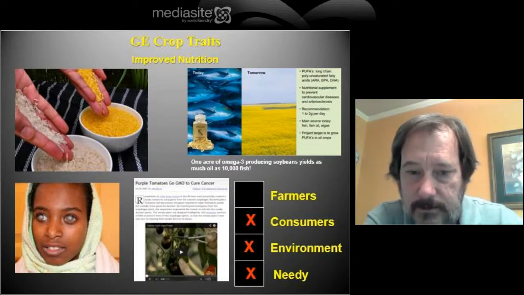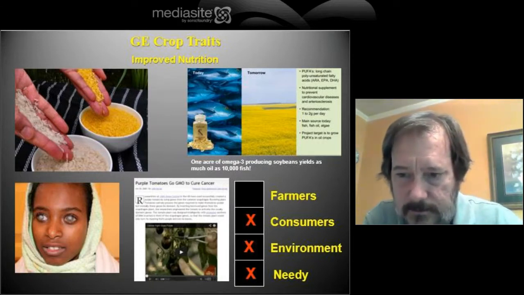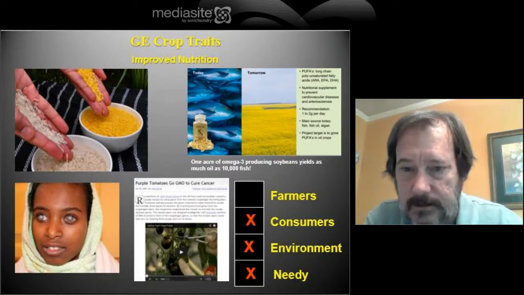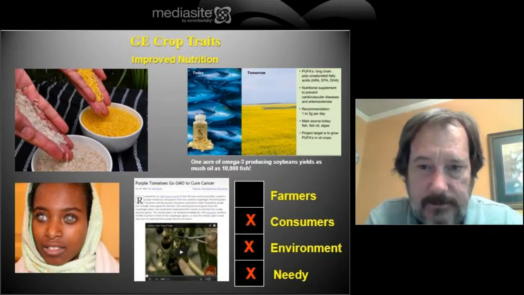developing countries. There's a purple tomato that was genetically engineered to have high anthocyanin levels, and that is important because it's high in antioxidants. The anthocyanin is an antioxidant. So the article there talks about it as maybe a way to prevent cancer or help prevent cancer.